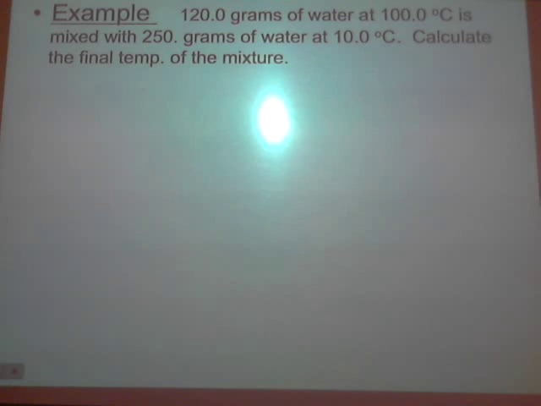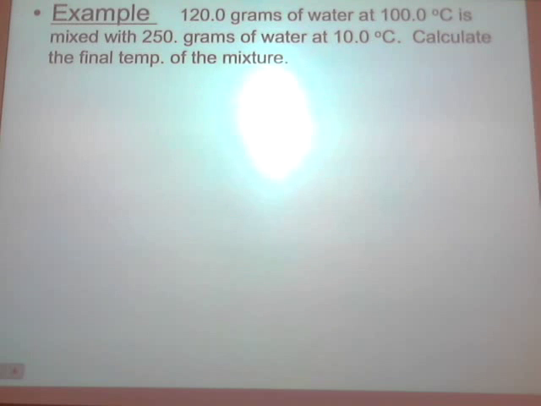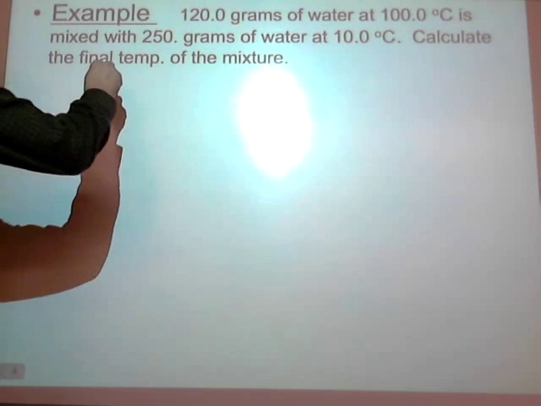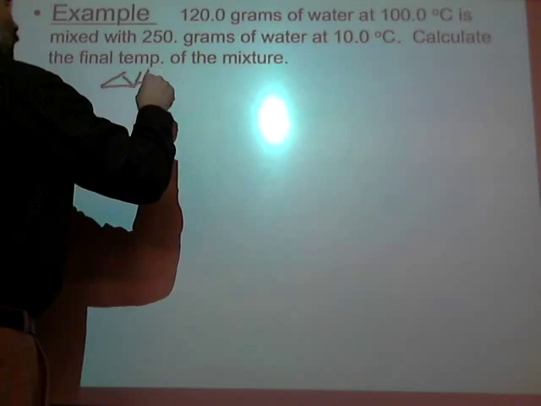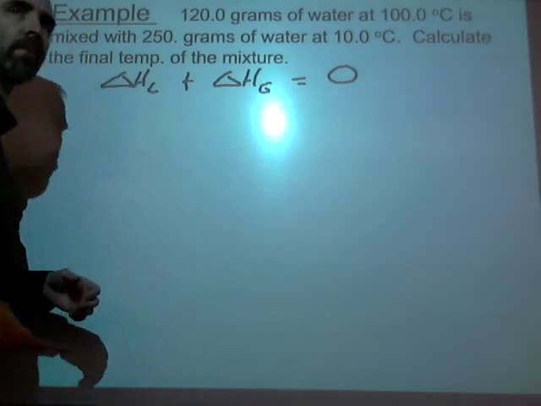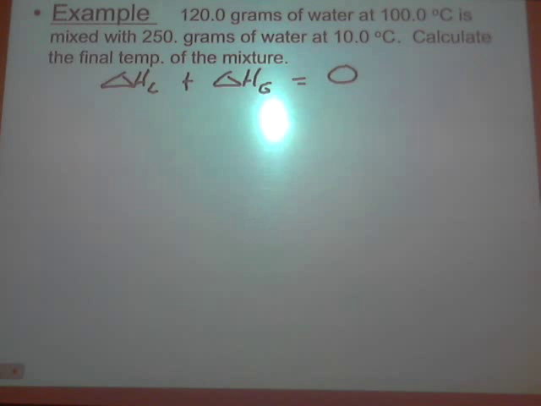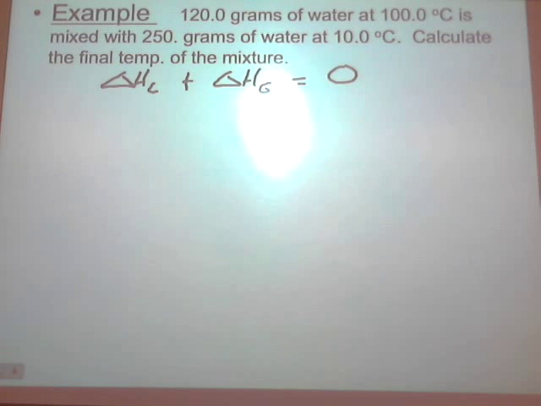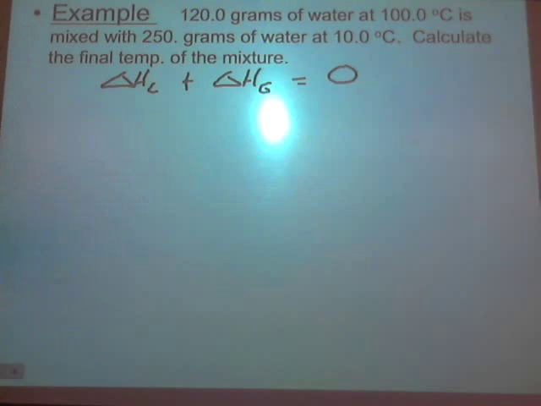Let's set it up. What would the equation be? I just told you the equation for the First Law of Thermodynamics. What is it? Heat loss plus heat gain. Right. So delta H lost plus delta H gain equals 0. Heat loss plus heat gain equals 0.